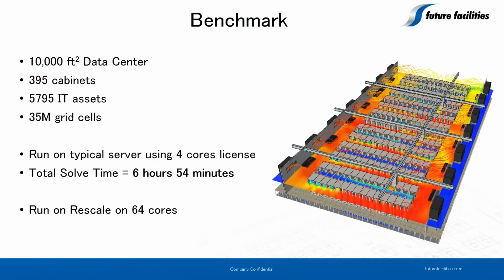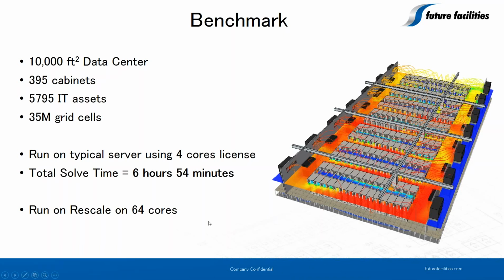And to give you an example of a typical benchmark, this is a very typical data center model that we'll see: 10,000 square foot, roughly about 400 cabinets with 6,000 pieces of IT. And for those who know about grid numbers, 35 million grid cells is not a particularly huge case, but it's getting large. We use a typical machine here, Future Facility, which is a 4-core license. Again, that's what most of our customers will have, and the total solve time is just under 7 hours for this case.